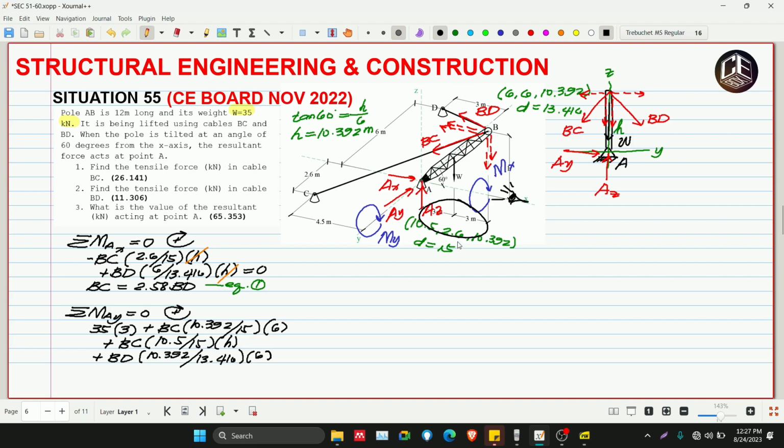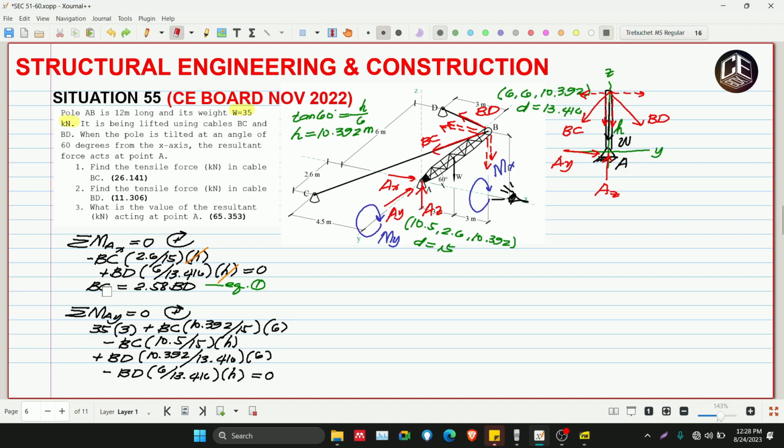And then yung kanyang X component, iikot ng counterclockwise. Ay, wait lang. Clockwise, so counterclockwise pala to, sorry. So this is negative. And then ito naman, negative din, counterclockwise. So, negative BD multiplied by X component niya is 6 over 13.416 then multiplied by moment arm na H, then equivalent to 0. So, simplify natin. Ilalabas natin to.